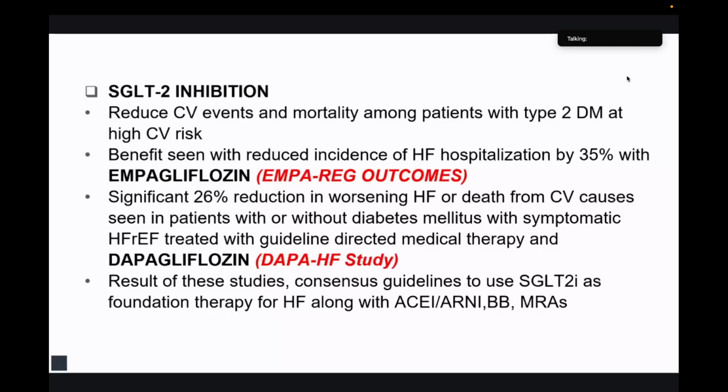Because of these trials, the consensus guidelines approve the use of SGLT2 inhibitors as part of the foundation therapy for heart failure patients, along with your ACE inhibitors, ARBs, and/or ARNIs, beta blockers, and MRAs.